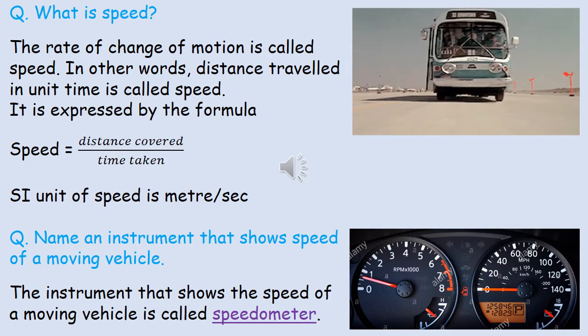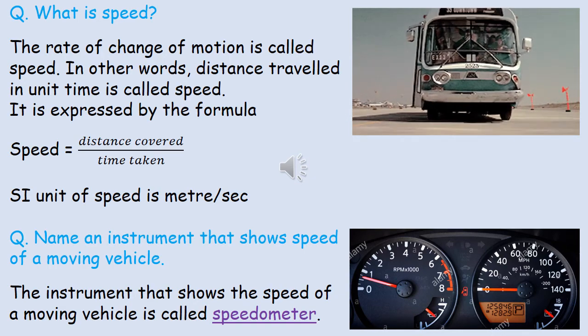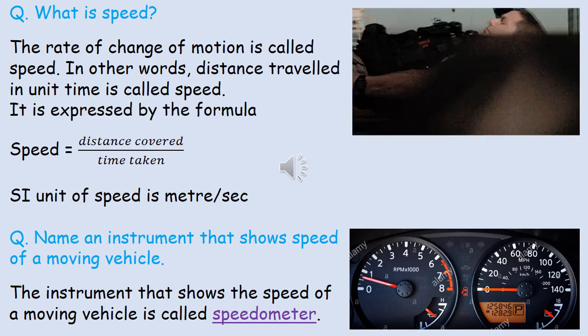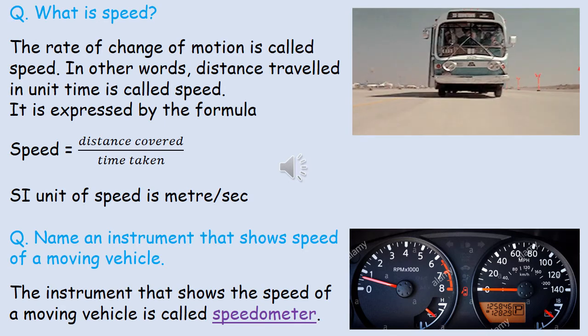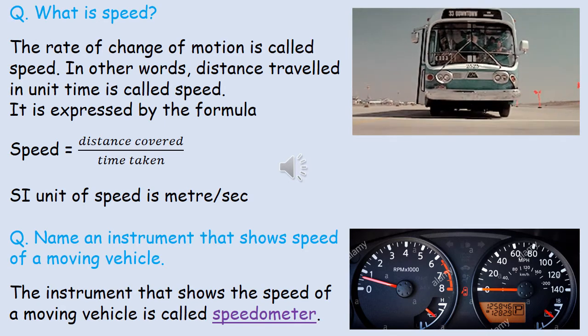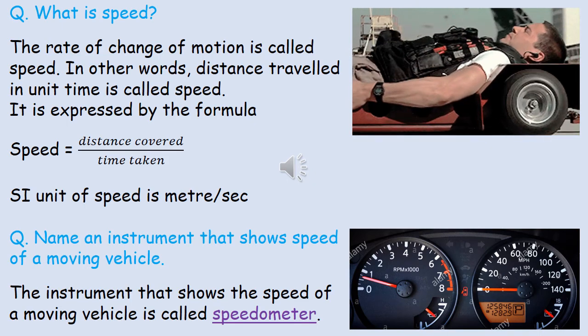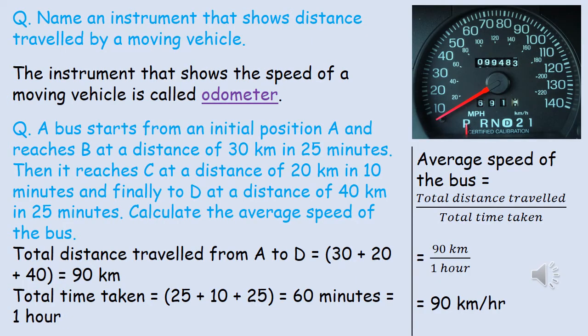Now, what is the name of the instrument that shows the speed of a moving vehicle? The instrument is known as a speedometer. We have all seen a speedometer in a car. Now, we will learn the name of the instrument that shows the distance traveled by a moving car. The instrument is named an odometer, which measures the distance traveled.